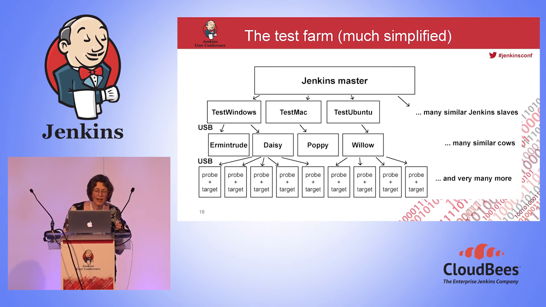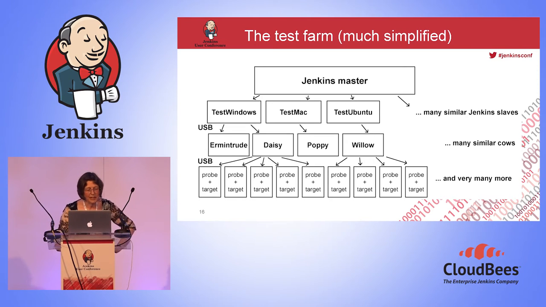So this is a much simplified view of the test farm. Here's the Jenkins master. These are physical computers, and everybody else's slaves are in the cloud or virtual. Ours are not. The software that drives the hardware, the low-level stuff, is not very happy on virtual machines. And these are actual boxes. So I've called them here test Windows, test Mac, test Ubuntu. That's slightly simpler because there are more different ones, different versions of Windows and so on. But they all run as slaves to the Jenkins master. So there are several more across there.